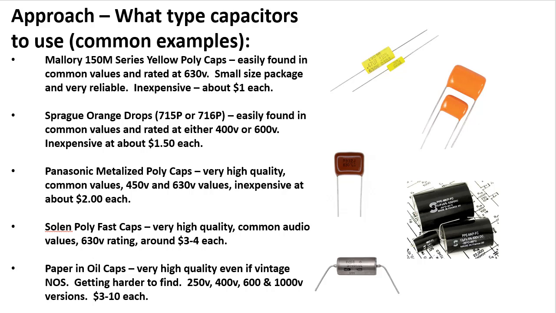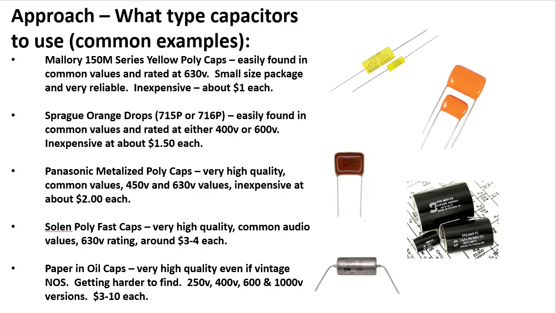You can see this is a 0.47 at 630 volts. The beauty is they come rated at 630 volts. They're fairly small in size, they're very reliable, and they're very inexpensive. And it's not a bad choice to go down that route whatsoever. Up next, Sprague orange drops, 715P series or 716Ps.